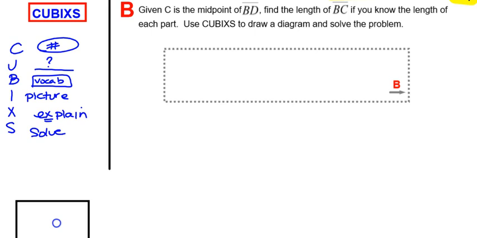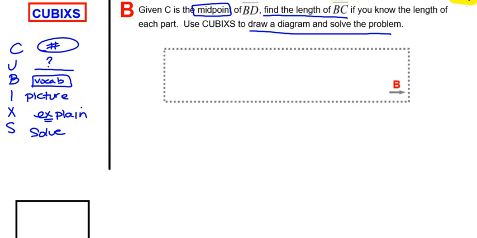Then we want to underline the question or what they're asking us to do. They want us to draw a diagram and solve the problem. That problem is find the length of BC. Then we need to box up all the vocabulary words that are important to us. In this case, we have a midpoint. We know midpoints cut things in half. And I think that's probably the only thing that we have.